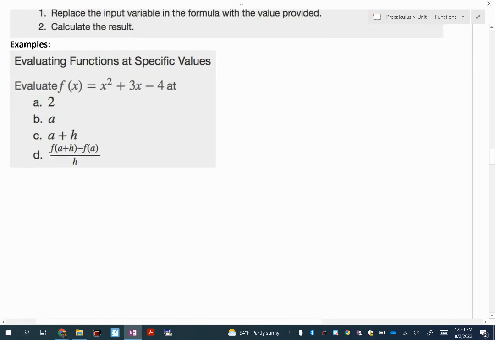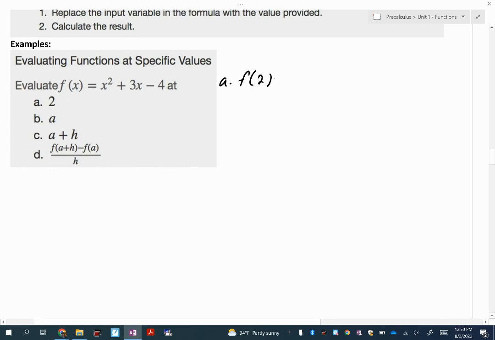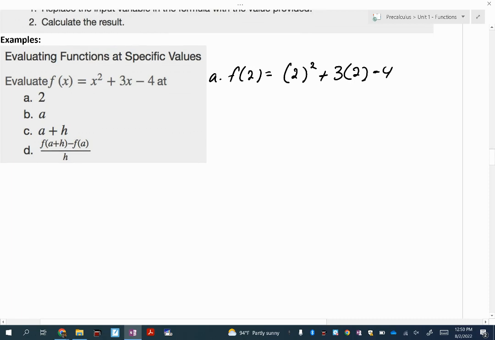Okay, the first way is probably the simplest way, which is f of 2. So let's use letter A, which is f of 2. So I'm going to replace x with 2. And as you've been doing for many years, make sure you do this with parentheses. Okay, so that's going to be 4 plus 6 minus 4. And if you go left to right, your answer is going to be 6. So A is f of 2 equals 6.